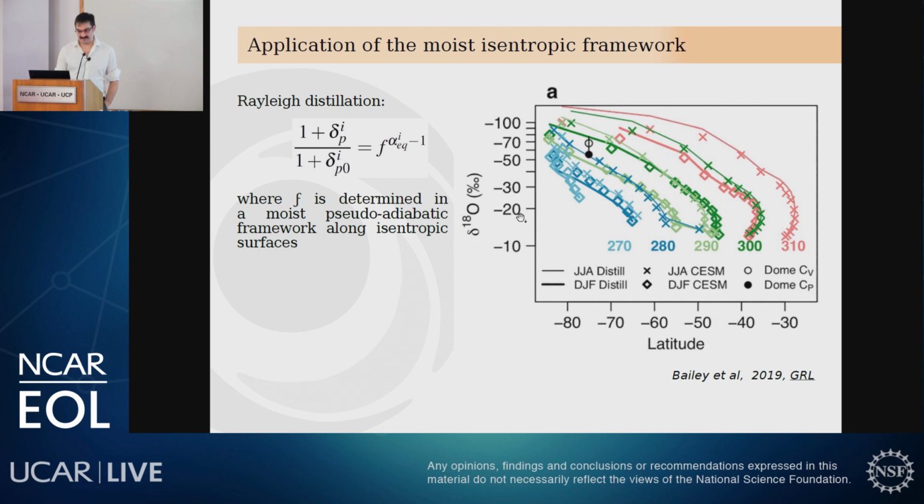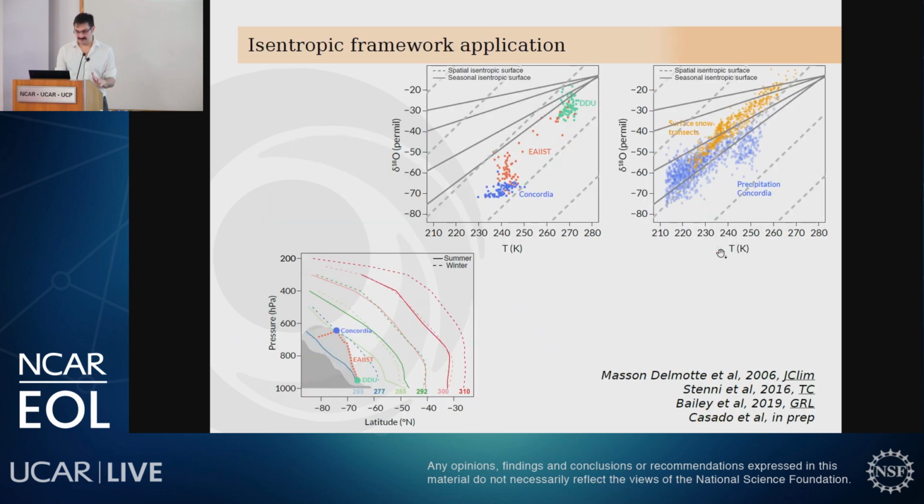In this case, you start with the same formula, but instead of having F entirely determined by the ratio of saturated vapor pressure, you use a moist pseudo-adiabatic framework, and you would instead follow isentropic surfaces. Well, this is a little bit of a complicated figure, but bear with me.